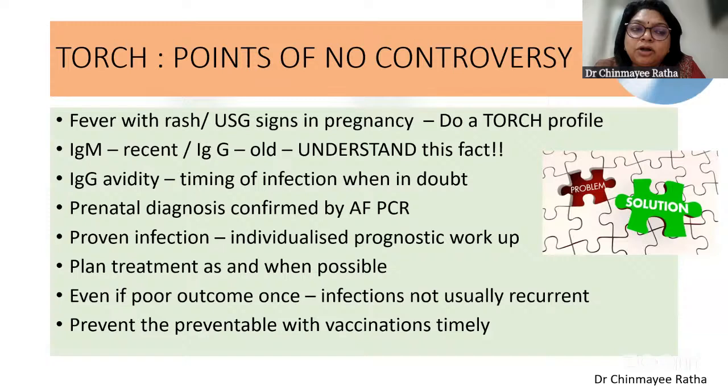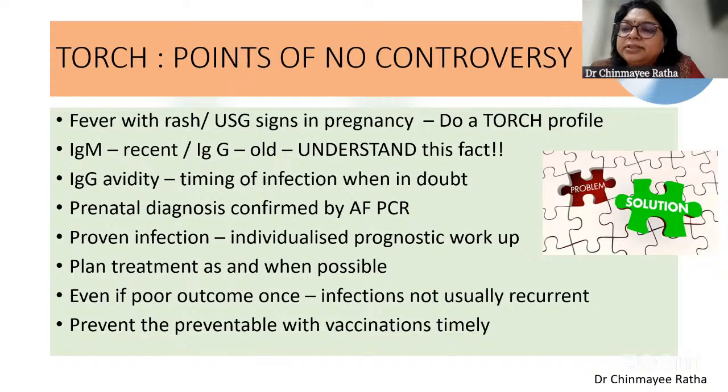So the points which have no controversy: any woman who has fever with rash in pregnancy, or there are ultrasound signs suggestive of an infection, do a TORCH profile. It is better to do a TORCH profile than not do it, as long as you interpret it correctly. IgM is recent infection, IgG is old infection. Understand this fact. IgG avidity helps in timing the infection. Prenatal diagnosis can be confirmed by amniotic fluid PCR whenever required. If you prove an infection, there is an individualized prognostic workup and you can plan treatment as and when possible. Different drugs are available for different organisms, and now there is a standard way of dealing with it.